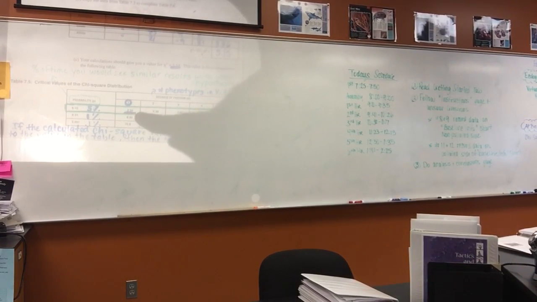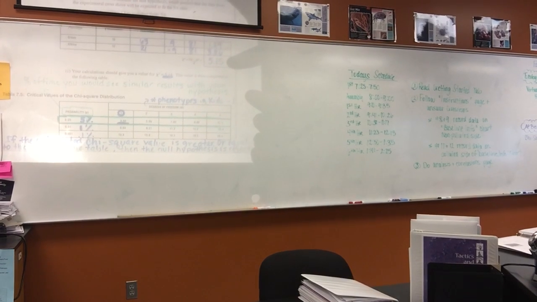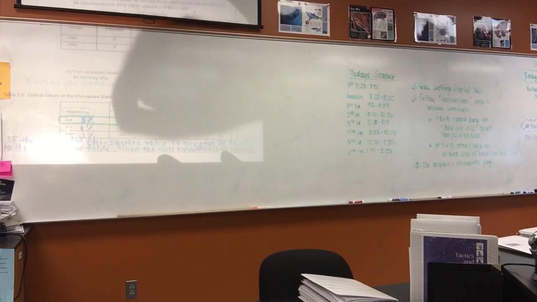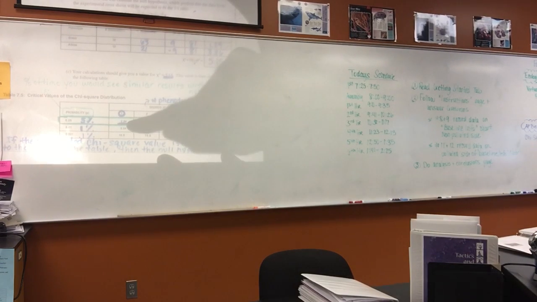As we go down the chart, as the probability of your data goes down, this chi-square critical value number goes up. So if we look at our chi-square number, is it less or greater than 3.84? This is the number we want to meet. It's greater than that. And if you see here, 1%.